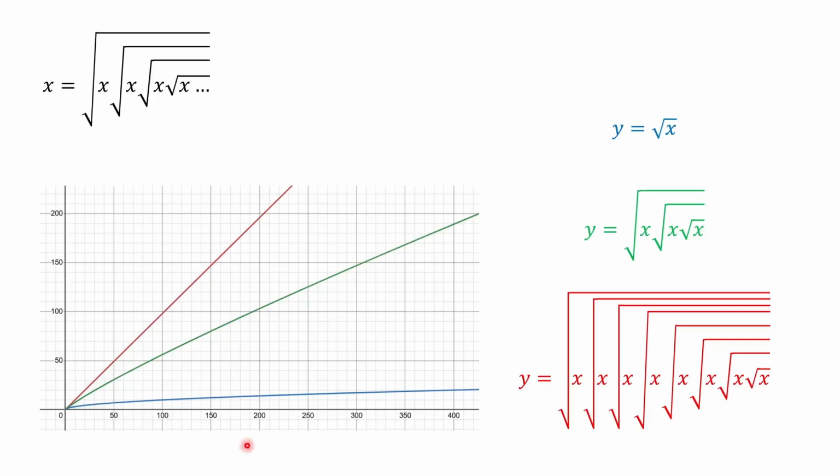And here I have a graph. So the blue line is just y is equal to root x, and the green line is y is equal to root x times root x times root x. And then the red line is the same thing with 8 of these nested radicals. And we can clearly see that as we add more nested radicals, the line is moving upwards and upwards towards y = x. So it's not quite there yet, but it's almost there.